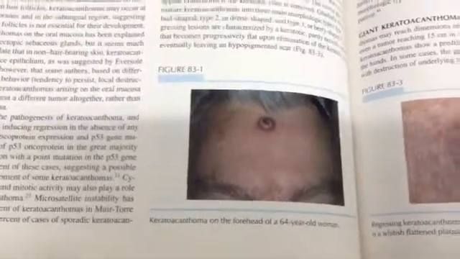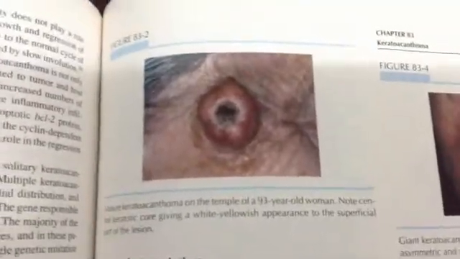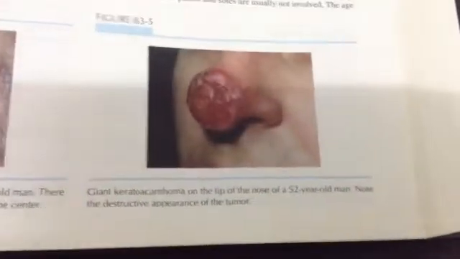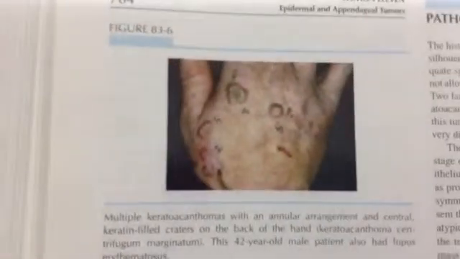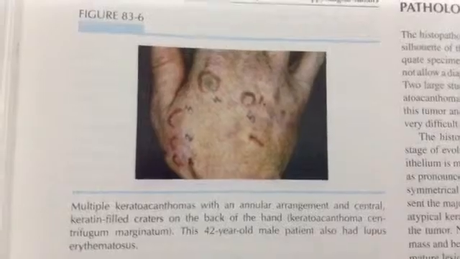And we see here this picture of keratoacanthoma. Mature keratoacanthoma. And regressing keratoacanthoma, and this is giant keratoacanthoma. This is also giant keratoacanthoma. Multiple keratoacanthomas and subungual keratoacanthoma.